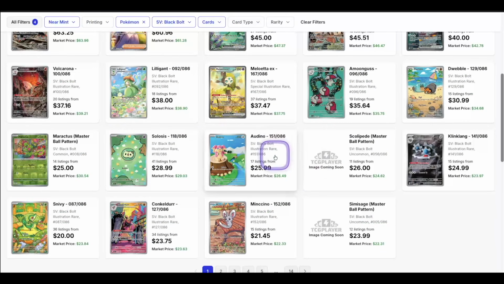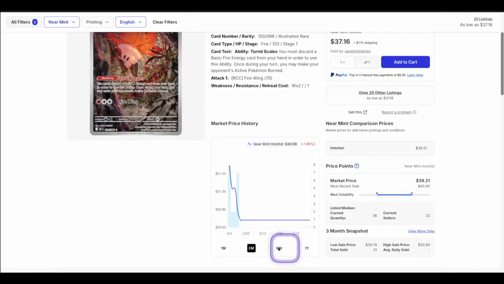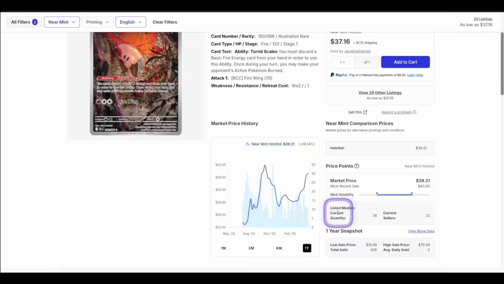How about let's look at Volcarona. I don't have this card. For some reason, this 3 month is showing nothing. But if we go to the 1 year, we see like in the past 3 months from that, we can see there's been an increase. There was $30 from March 16th to the 22nd. And now it's at $39.